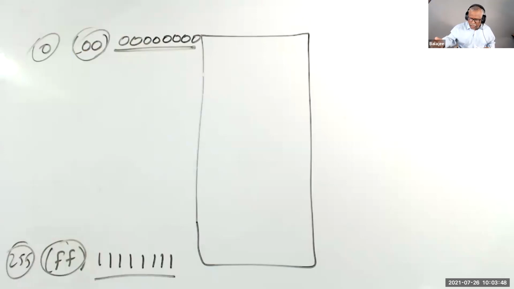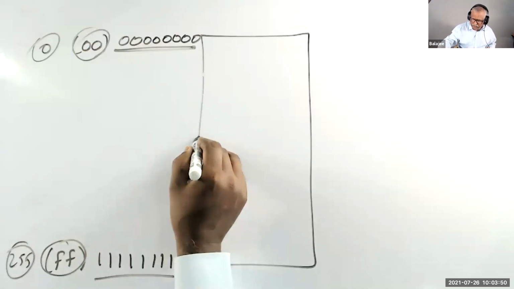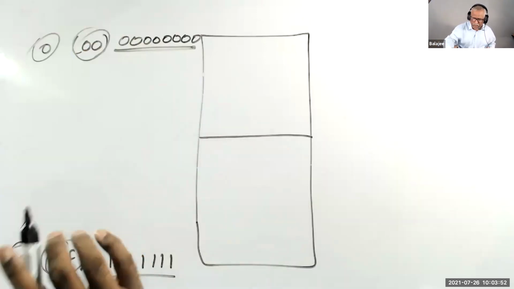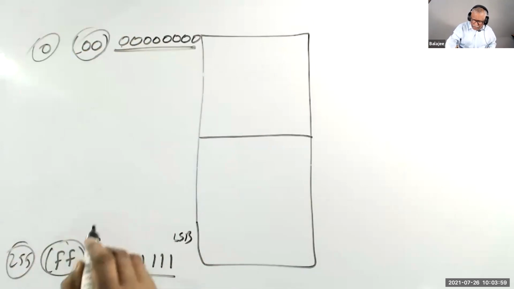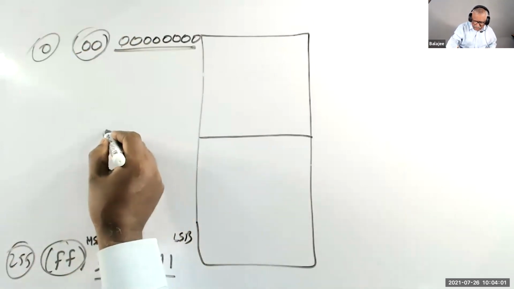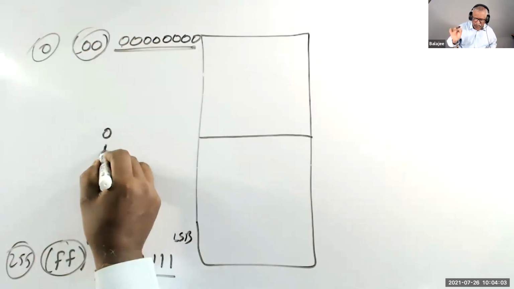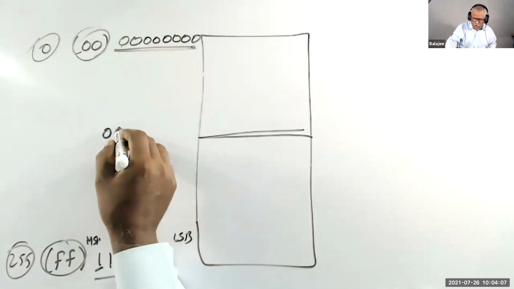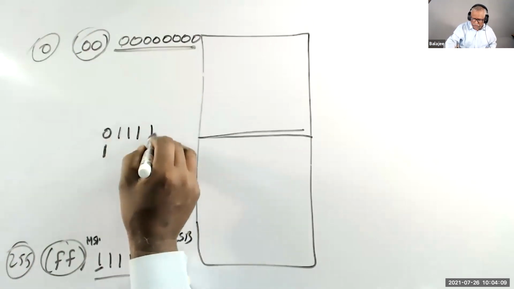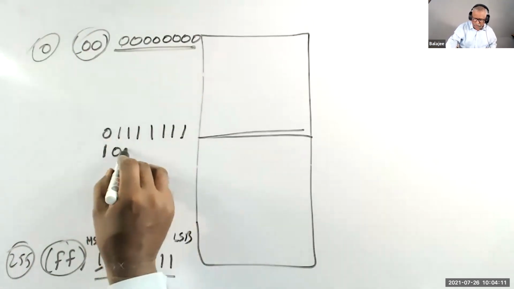Now, I want to make half. Very simple. The first, the MSB bit. This is LSB. This is MSB. The MSB, you make it a 0 here and 1 here. All the things above will be half. That's the trick. So 0111 to 1000.